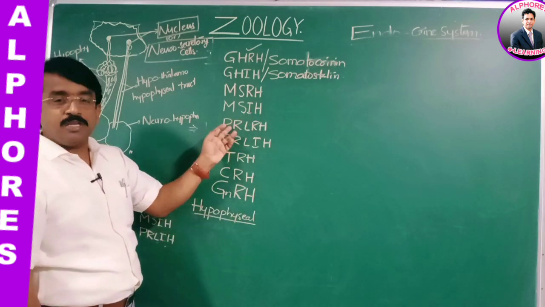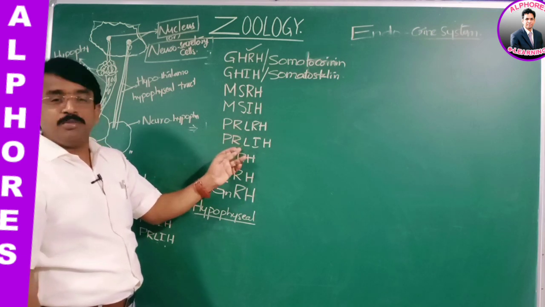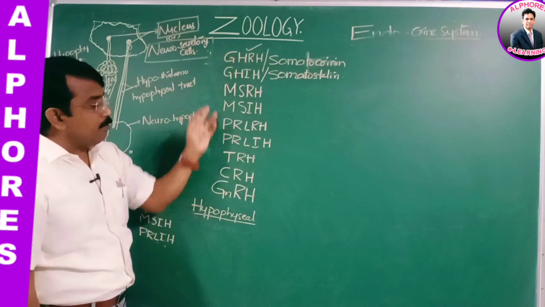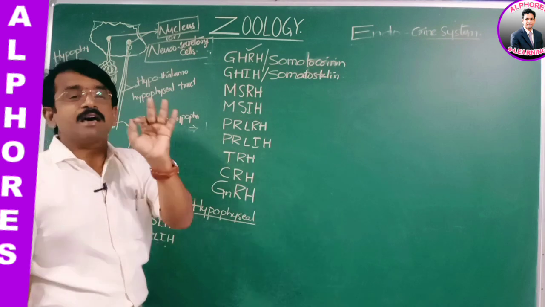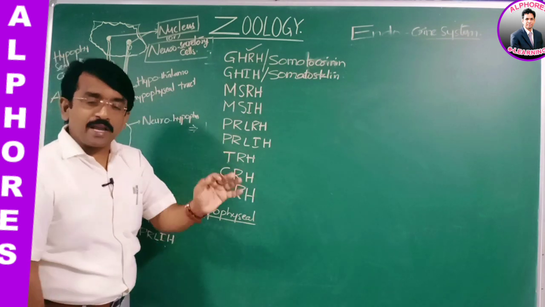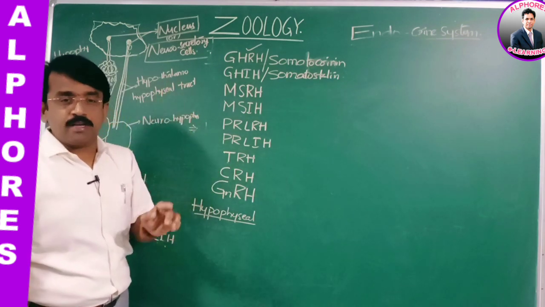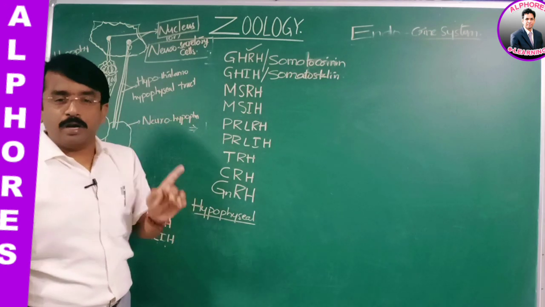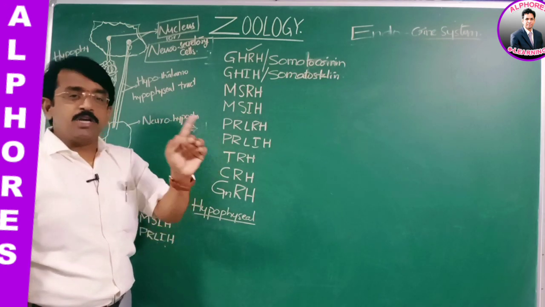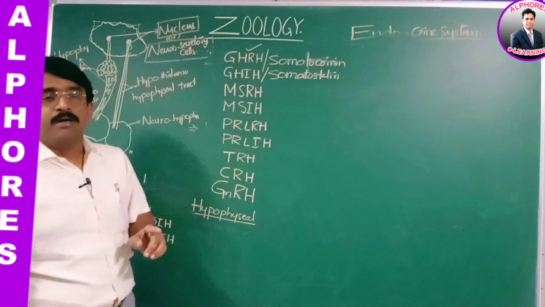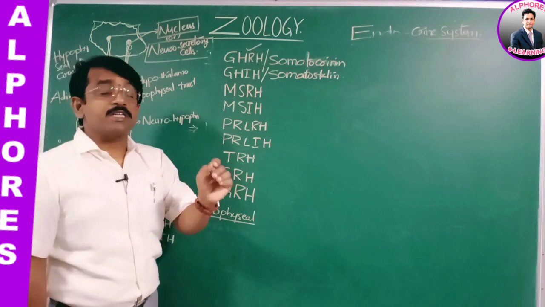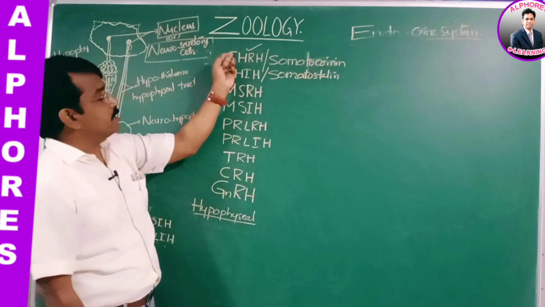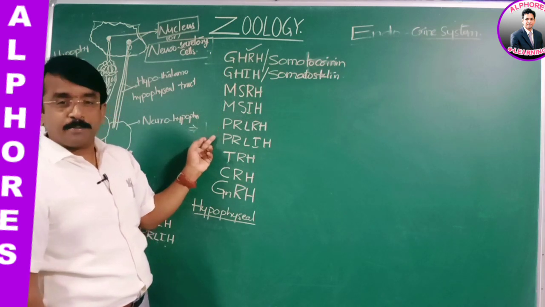Then prolactin releasing and inhibitory hormones. So what do you find? All these six are antagonistic, one against another. We have seen earlier gastrin, enterogastrone, insulin and glucagon, right? These are also considered antagonistic, and they are added to that.